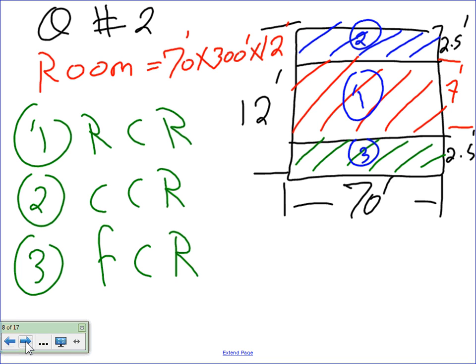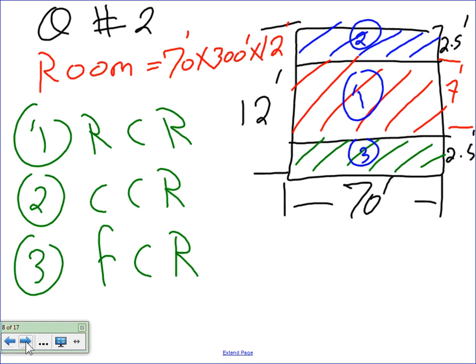The next question is, I have a room. The room is 70 by 300 by 12, length, width, height. What a heck of a room, huh?